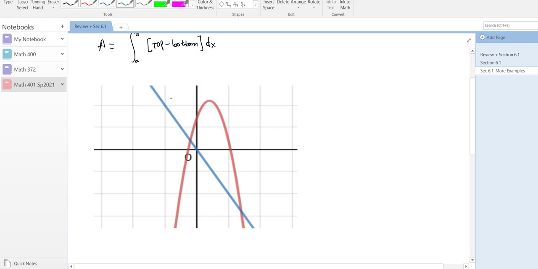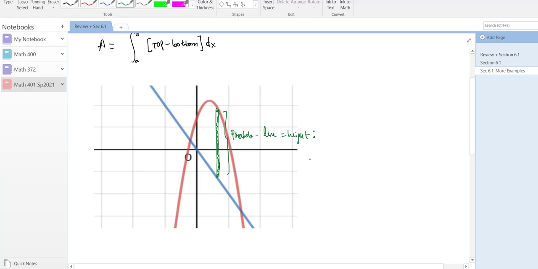So if I draw myself a little cross section here, a little rectangle, can we identify the height? We can see that the height of this is going to be the parabola minus the line. So I'm going to have the parabola.